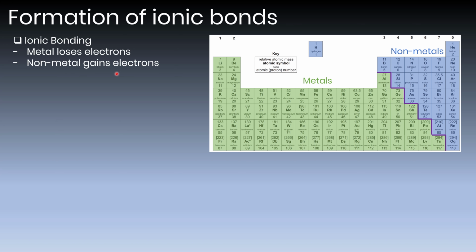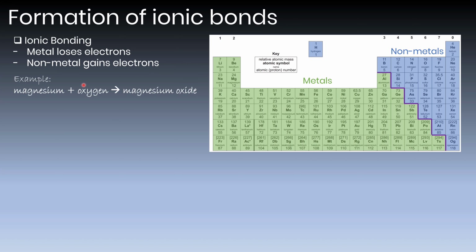The non-metal will always gain electrons, and it will gain the number of electrons it takes to get from its group number up to 8. For example, if you were a non-metal in group 6, you would need to gain 2 electrons to get up to 8. If you were a non-metal in group 7, you would only need to gain 1 electron to get up to 8.